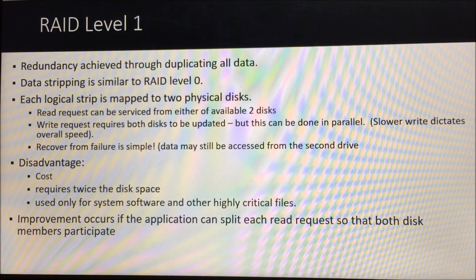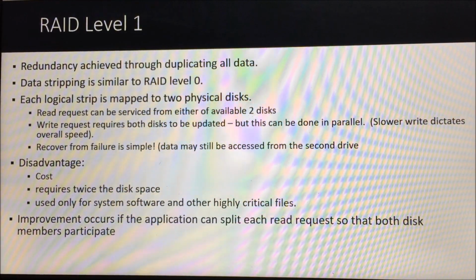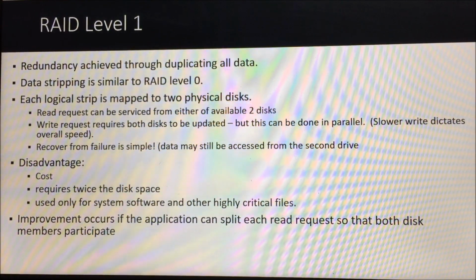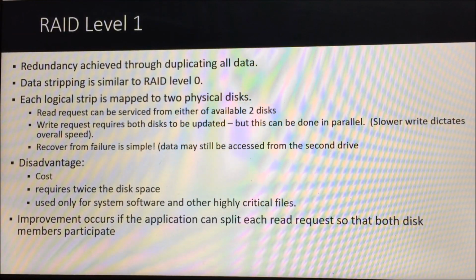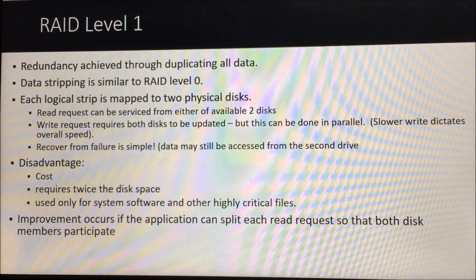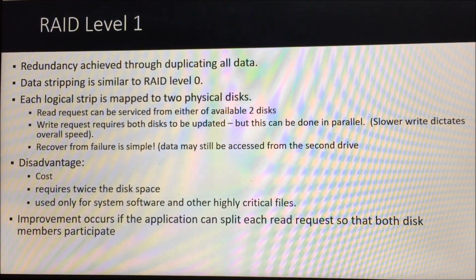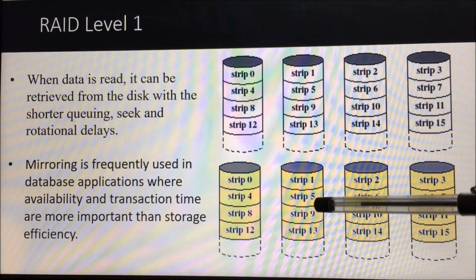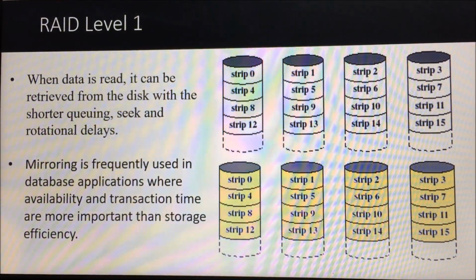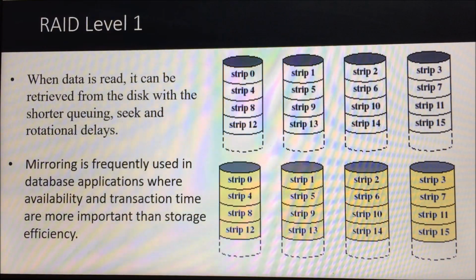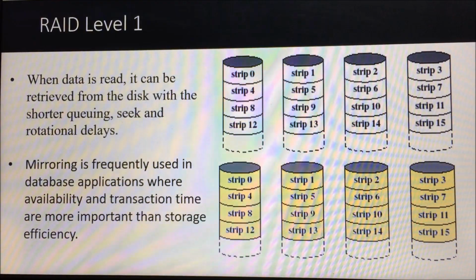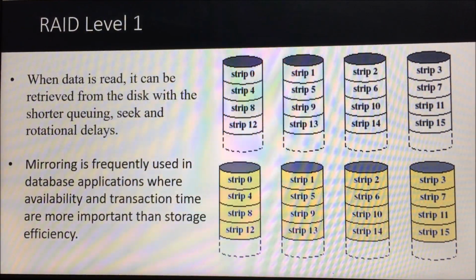The disadvantage is the cost, and it requires twice the disk space because all the data is duplicated. So RAID level 1 improves read requests when both disk members participate. That is, as I already specified, if these both are participating or these both are participating in the disk reading, then it will be more advantageous. This is the very basic advantage when compared to all the other RAID levels.